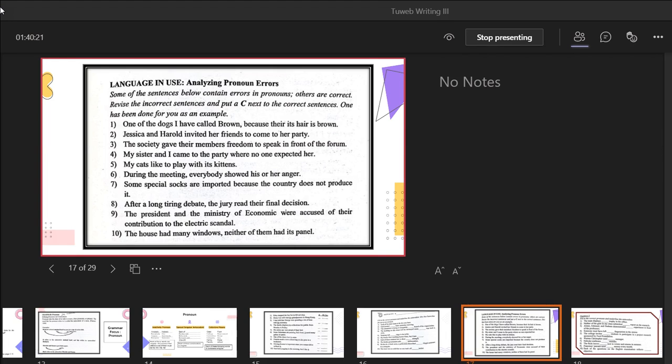My cats liked to play with their, ya, karena itu my cats, dia plural. Jadi kalau plural kita harus menggunakannya, mengubahnya menjadi their kittens. Okay, number 6. Yes, everybody showed his or her anger. Number 7.